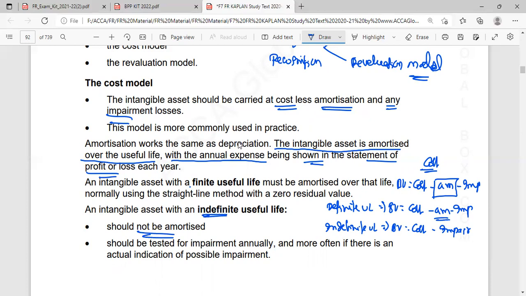While calculating amortization, generally we follow the straight line method. As per the straight line method, what is the formula? Cost divided by useful life. Here, if the useful life is definite or finite, then we can calculate amortization. If the useful life is an infinite period, how can we calculate the amortization? That is not possible. So for intangible assets having indefinite useful life, amortization calculation is not possible. We just calculate the impairment loss at the end of every year, checking whether there is any indication of impairment relating to that intangible asset.